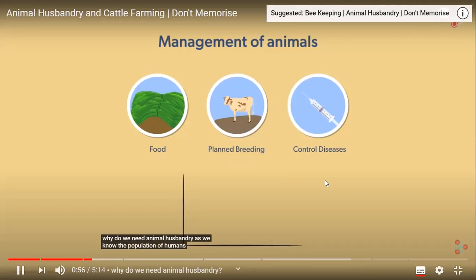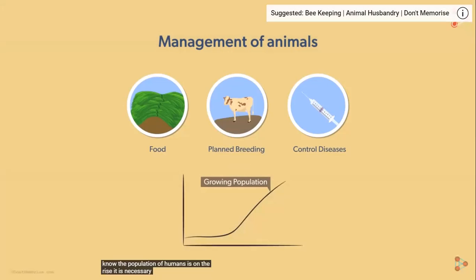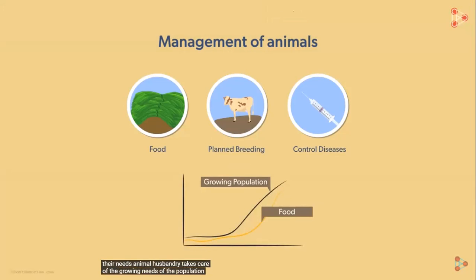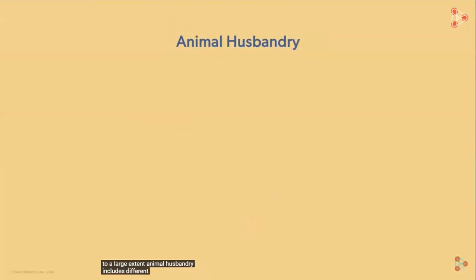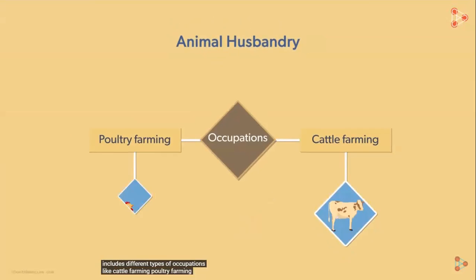The population of humans is on the rise. It is necessary to provide food for their needs. Animal husbandry takes care of the growing needs of the population to a large extent. Animal husbandry includes different types of occupations like cattle farming, poultry farming, and many more. We will study a few in the lessons that follow. In this lesson, we will look at cattle farming.